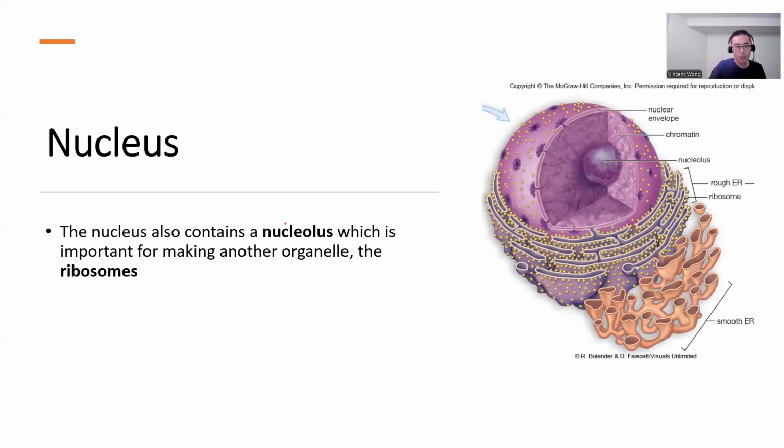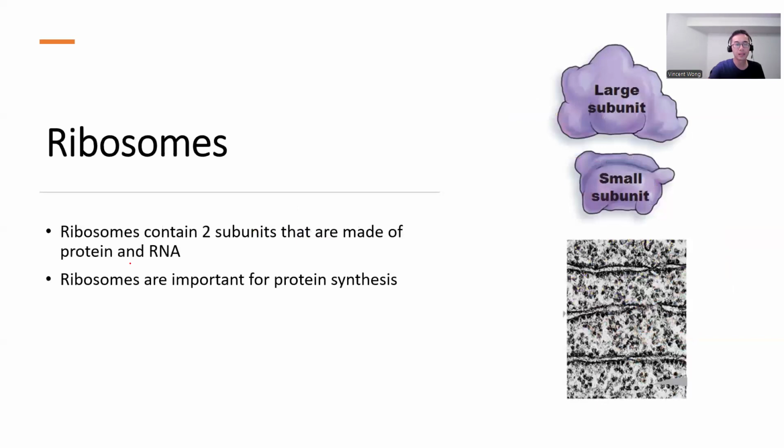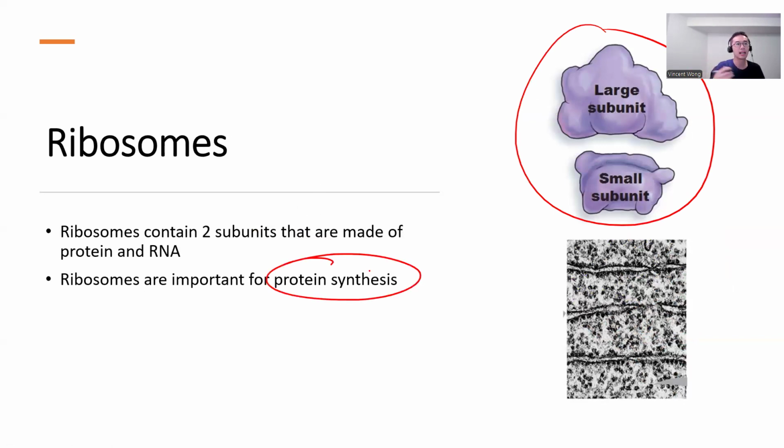We talked about the nucleolus already. We talked about how it makes ribosomes. We also talked about how ribosomes, even though they look very small, if you zoom in for real, they actually look like a burger. There's a large subunit and a small subunit, and together they are responsible for protein synthesis. They make protein for you. The ribosomes themselves are made up of proteins and RNA.